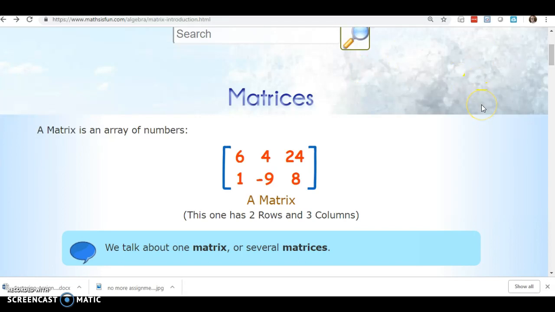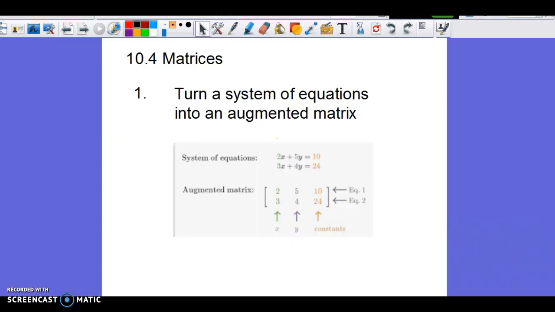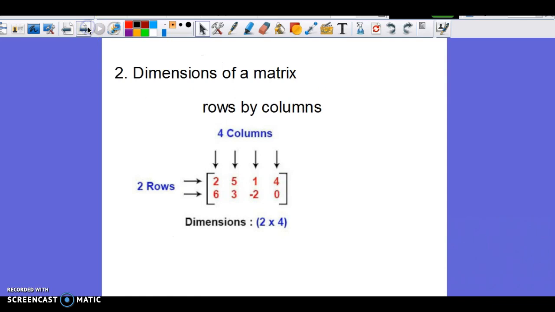When you talk about a matrix, you want to talk about its rows and columns. So you've got 2 rows here, 1, 2 rows, and 3 columns. So, there's another example, 2 rows, 4 columns. You always want to talk about the dimensions of a matrix by rows by columns. And that's going to help us with something later on when we talk about multiplication.